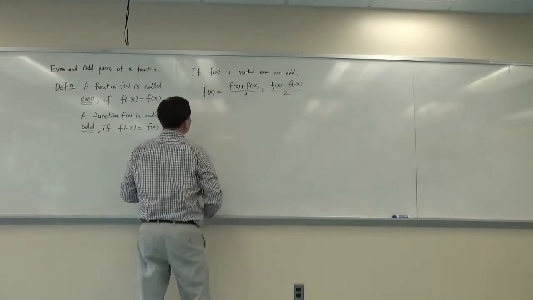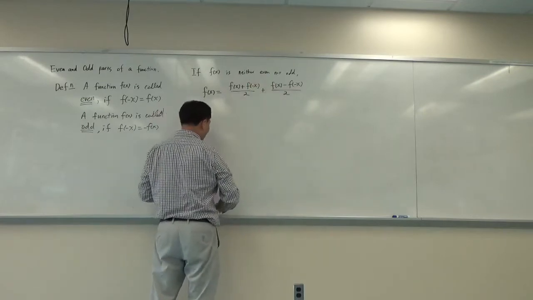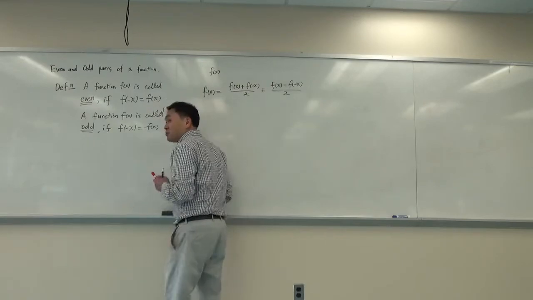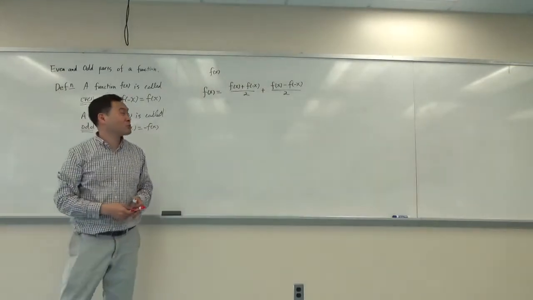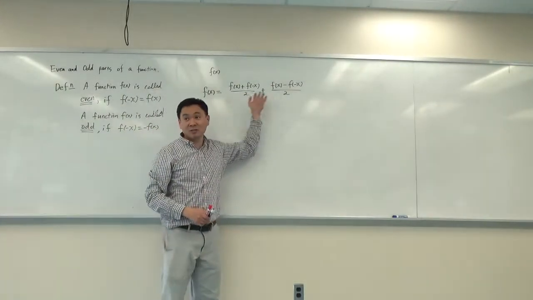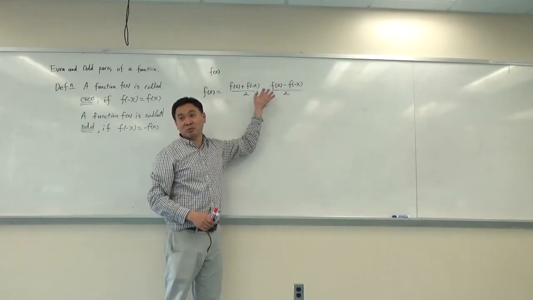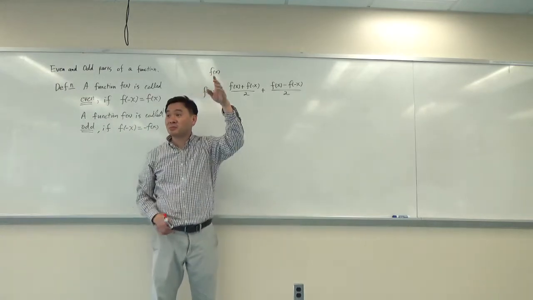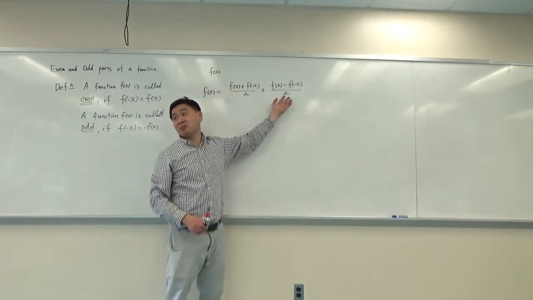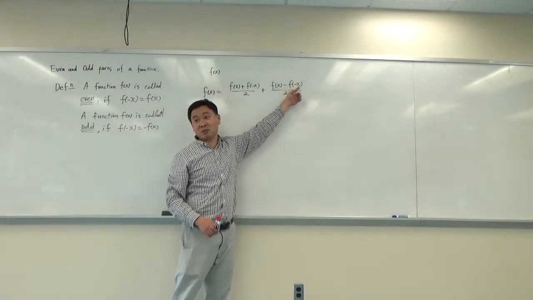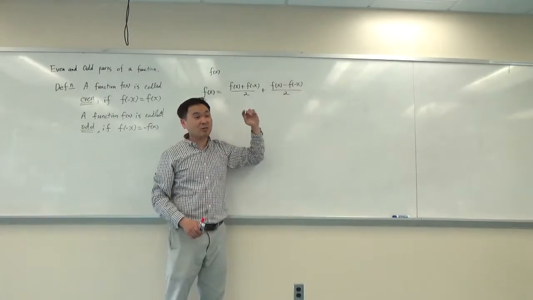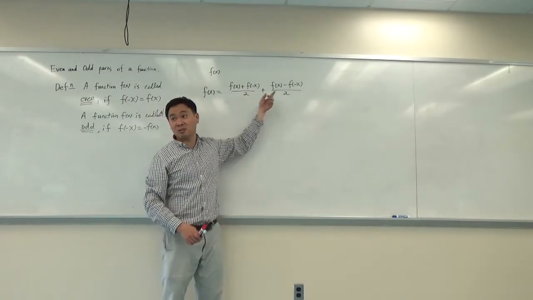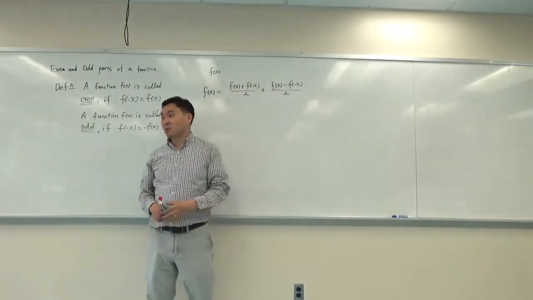I said that if f of x is neither even nor odd, but actually you could do it for any function. Except that if f of x is already an even function, what's going to happen if you apply this? The odd part will cancel out. It will be just 0, because f of negative x is the same as f of x. If f of x is an odd function to begin with, then this will be 0, and this will be itself.